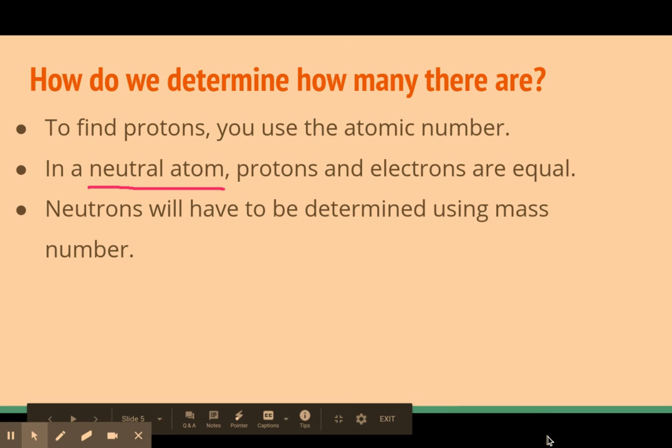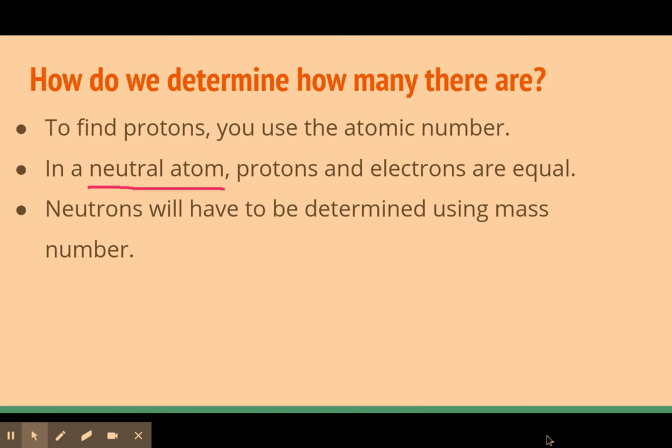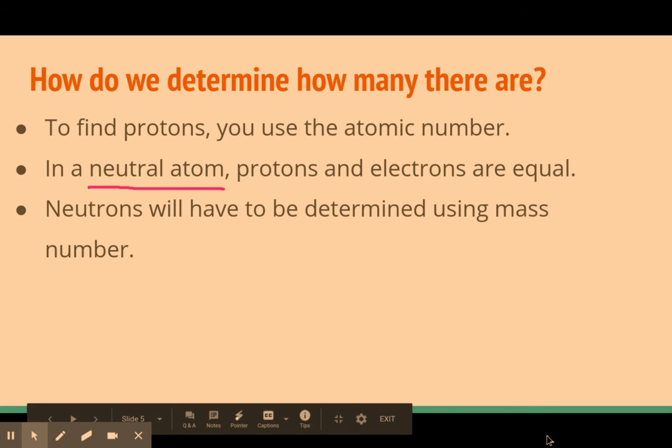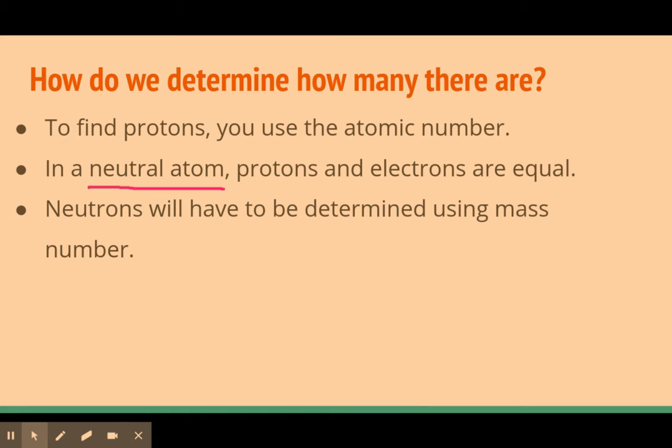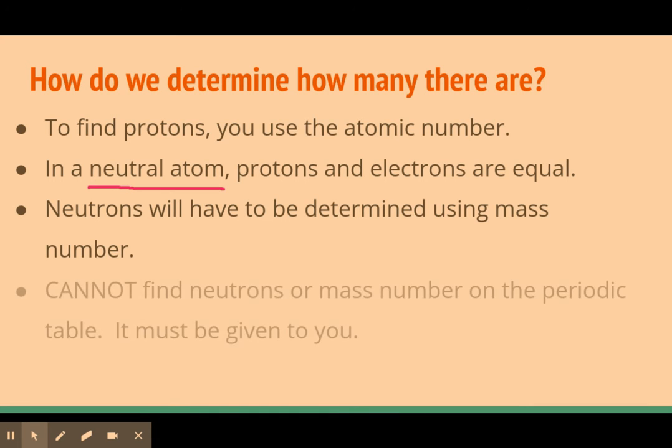So our neutrons will have to be determined using the mass number. This is not the average mass that you have on your periodic table. So I'll say that one more time. Your neutrons have to be determined using a mass number that is not the average mass that's found on your periodic table. So that mass number has to be given to you in some way. And we'll look at a few examples here so you can see the different ways that you can see that.